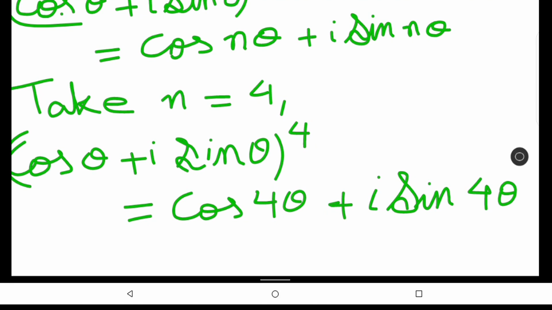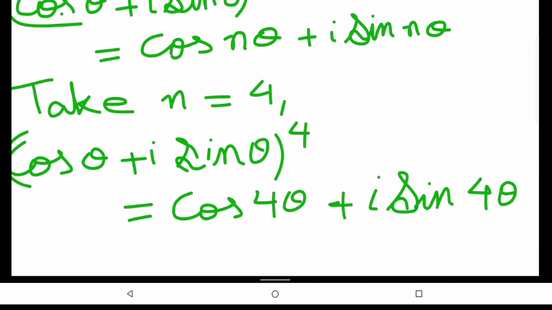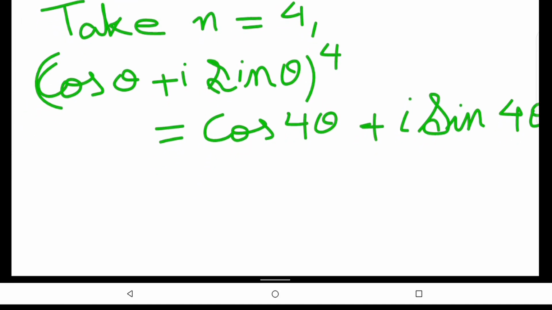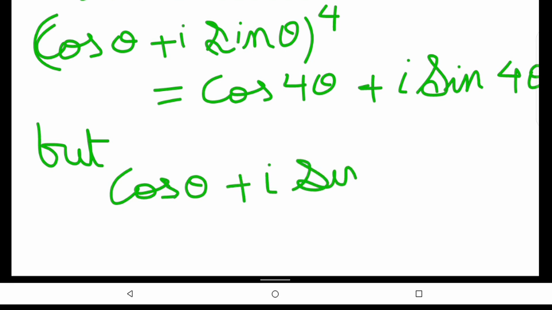Now, the right hand side is quite a simple expression, cos 4 theta plus i sin 4 theta. We just need cos 4a or cos 4 theta. That's the real part of the right hand side. What about the left hand side? Let's compute the real part of the left hand side. So what I want now is (cos theta plus i sin theta) to the power 4.